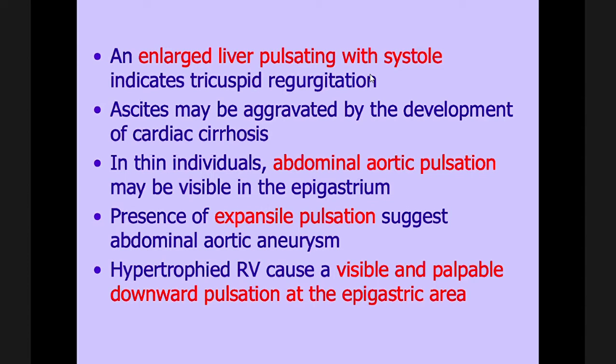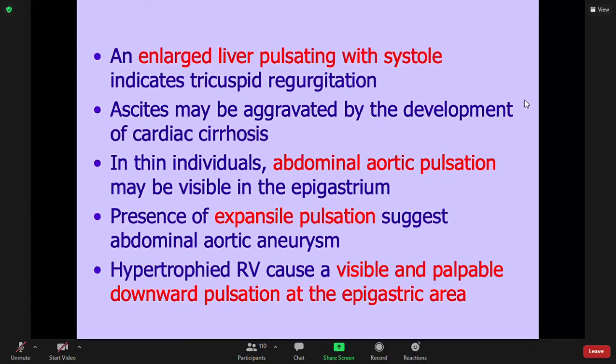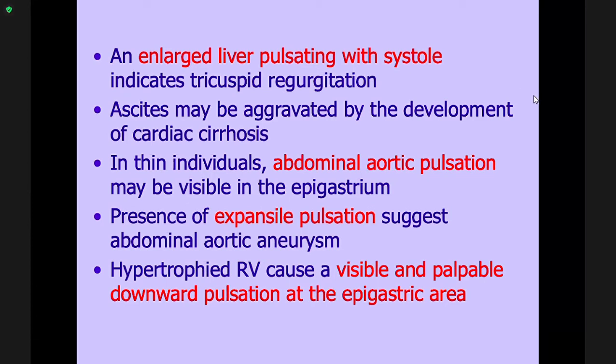Now, in thin individuals, abdominal aortic pulsation may be visible in the epigastrium. If you have presence of expansile pulsation, this suggests abdominal aortic aneurysm. So if you have pulsation in the abdomen, it may suggest abdominal aortic aneurysm.